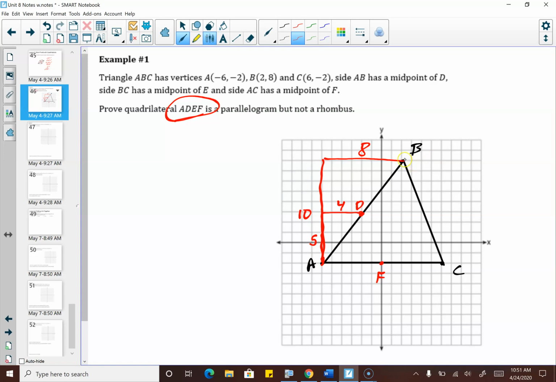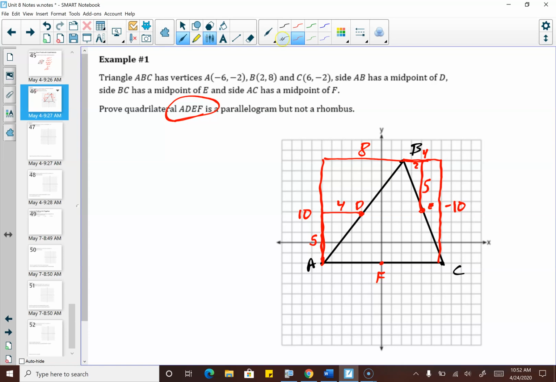And then for B and C, we are 1, 2, 3, 4, and then 1, 2, 3, 4, 5, 6, 7, 8. Oh, sorry, actually, I didn't go over far enough here. So I actually counted correctly, but just didn't draw my line enough. So 1, 2, 3, 4, 5, 6, 7, 8, 9, 10, and -10. So half of that would be over 2, and down 1, 2, 3, 4, 5. So that is going to be point E.